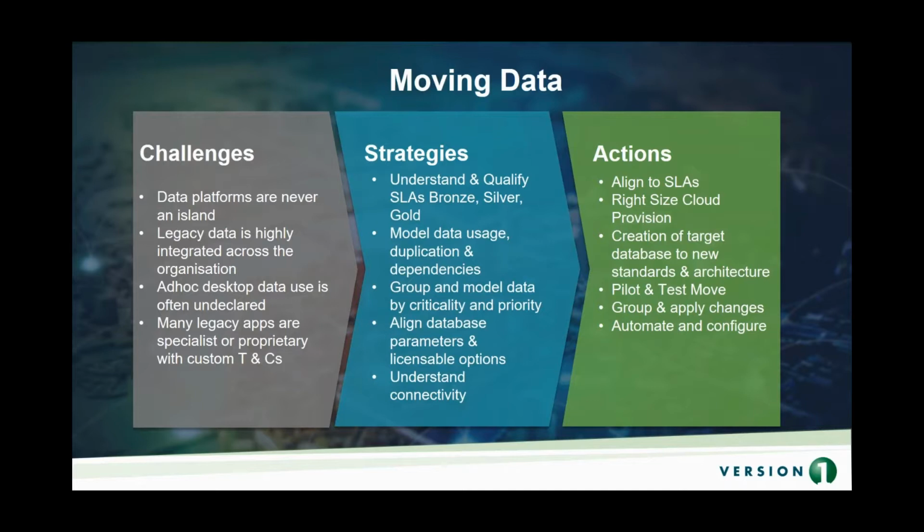So really, you need to understand the data that you have and try to bring it into some kind of SLA-driven management process around bronze, silver, gold style SLAs, model that data usage that you have and model the duplication and the dependencies that are there and try to reduce those dependencies and reduce the duplication. Group and model the data by its criticality and by its priority. And then align those elements really and understand the impact of licensing on that if you're moving it to a public cloud, and then also understand what the connectivity aspects that you need that relate to that actually are.